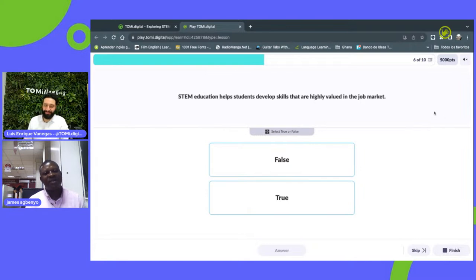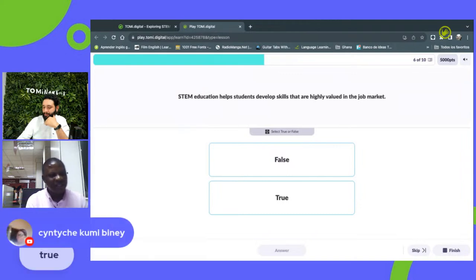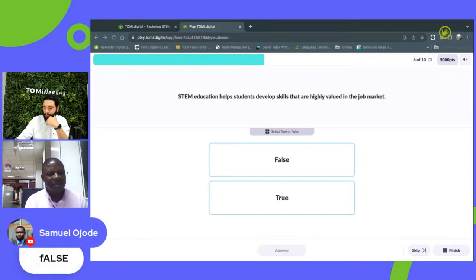Good. So STEM education helps students develop skills that are highly valued in the job market. True or false? This is a very interesting question. So in the job market, what are some of the skills that are very valued? Communication, collaboration, critical thinking. So STEM education, does it foster these skills?